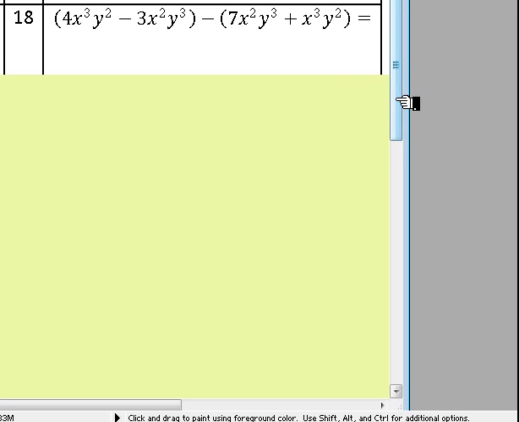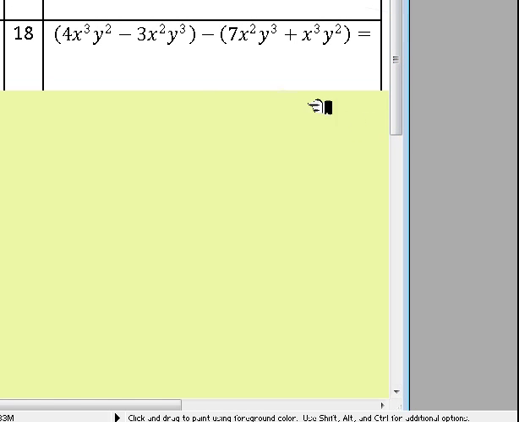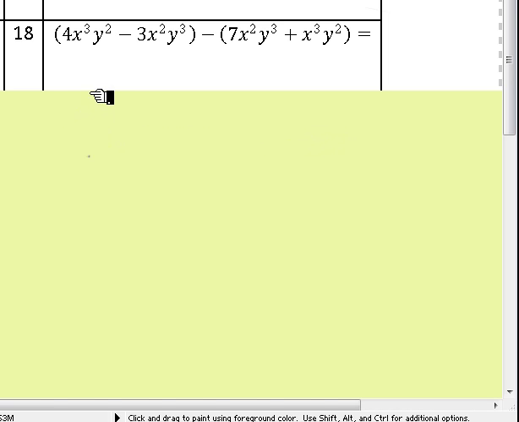In number 18, we're subtracting polynomials. So let's first open parentheses. We can drop the first set of parentheses because there's nothing in front. So let's just write 4x cubed y squared minus 3x squared y cubed. Now we have to be more careful opening the second set of parentheses. We have to apply this subtraction to all the terms. So it's like multiplying through by minus 1.